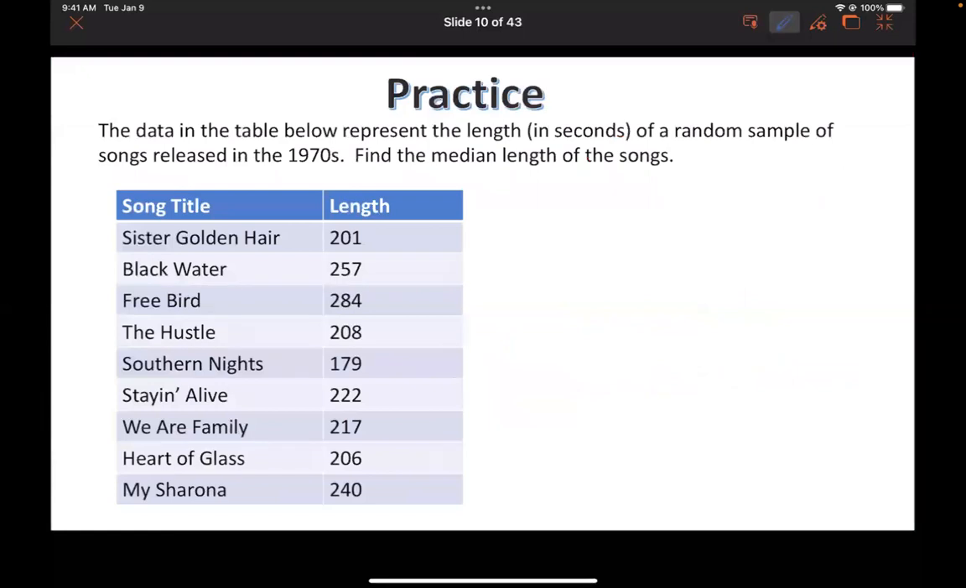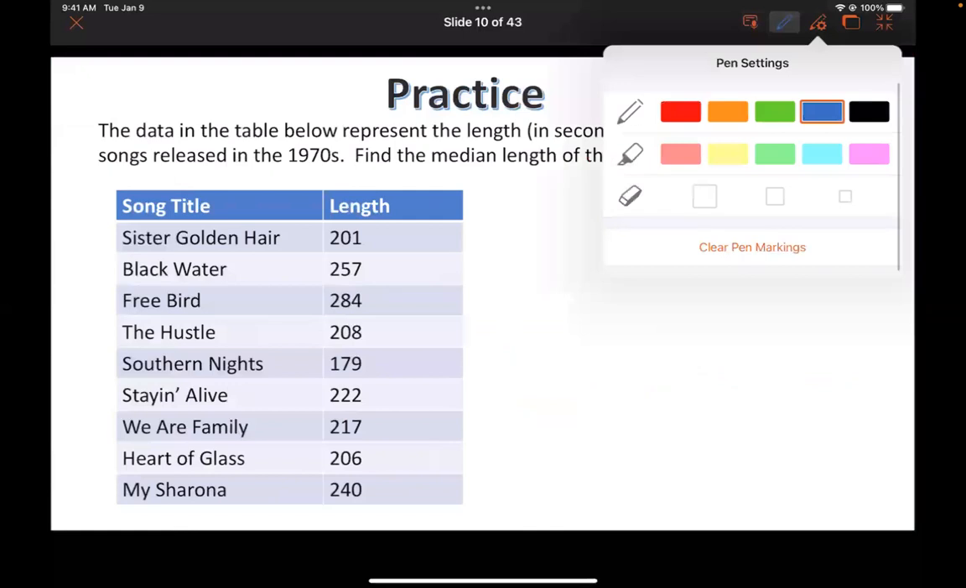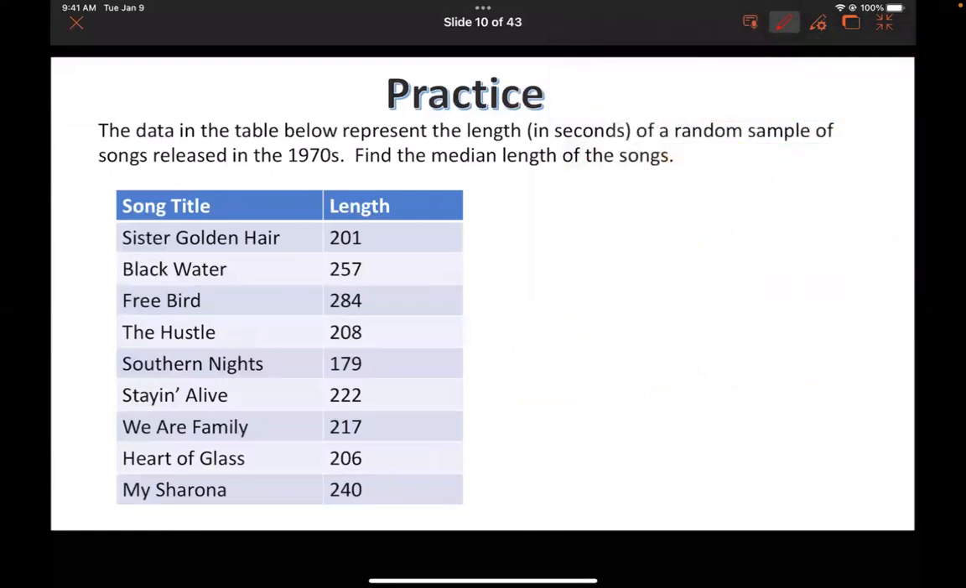Okay. So we have a list of songs. This is their length in seconds. And this is a random sample of songs from the 1970s. We're going to look for the median length of songs. I want you to try this, but I'm going to hope I can put these in order from smallest to largest. I say hope because I'm really bad at this, as I've said.